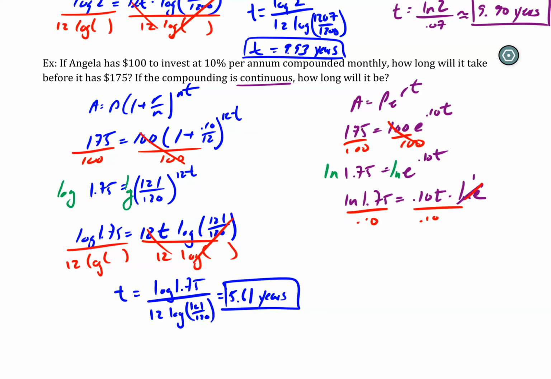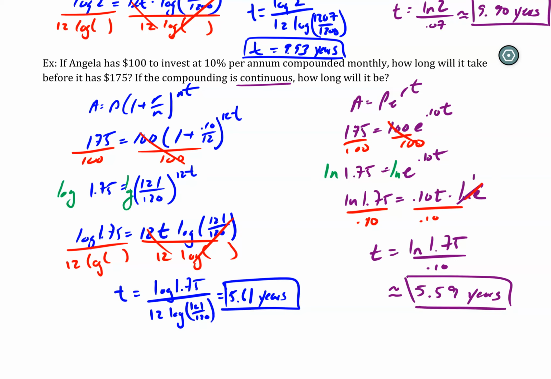A much nicer equation here, a much nicer solving process, I mean. So t is equal to the natural log of 1.75 divided by 0.10. And that's going to be approximately 5.59 years. So not a dramatic difference, but as you can see, there is still a little bit of a difference for that one.